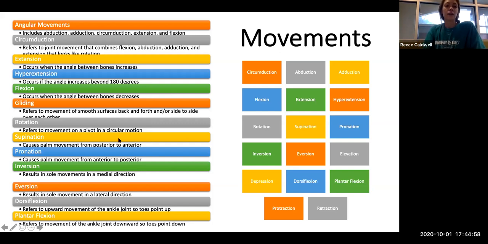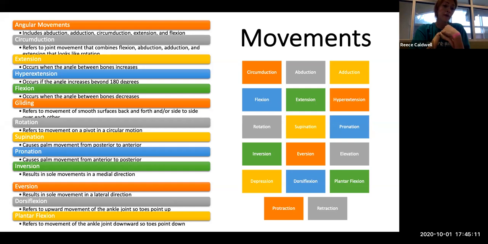Then we have gliding, which is just movement of smooth surfaces. Not really too concerned about that. Rotation, not super concerned about that. Supination and pronation. If you remember, supination is palms up, like you're holding a cup of soup, or you're saying what's up. And then pronation is palms down.